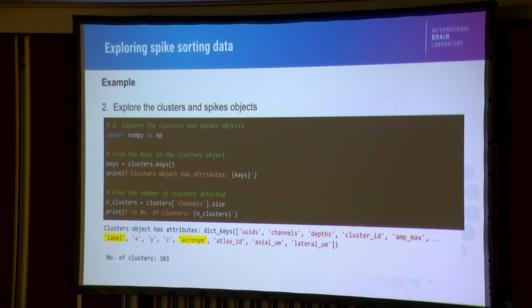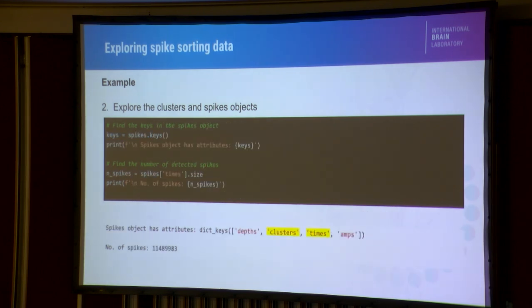And the second key we would like you to focus on today is the acronym. That's the brain region acronym as per the Allen nomenclature. So for example, CA1 is a region in hippocampus. And what's important to note here is that the clusters object contains all of the clusters recorded in the single insertion. So if you're interested in a good cluster, or in a good cluster in a specific region, you have to filter for this using these keys.